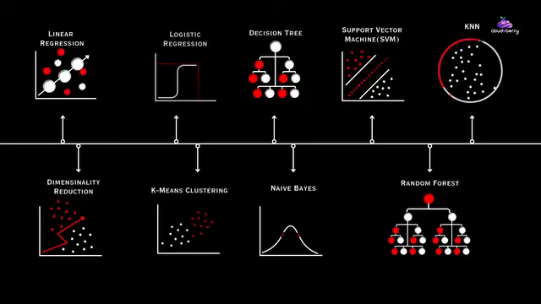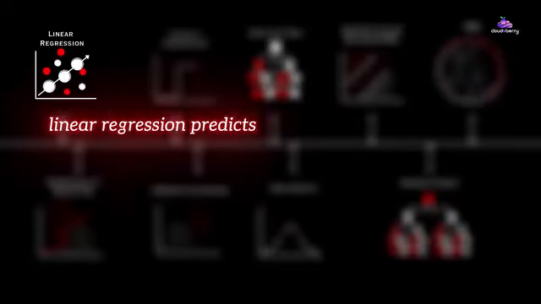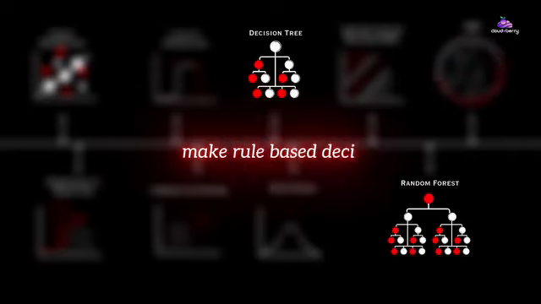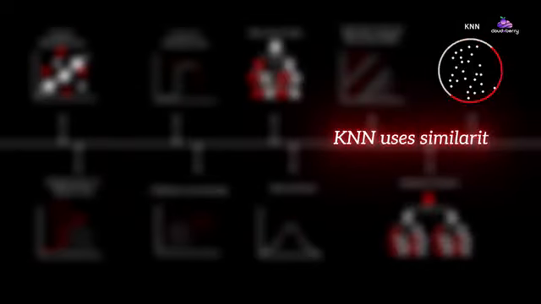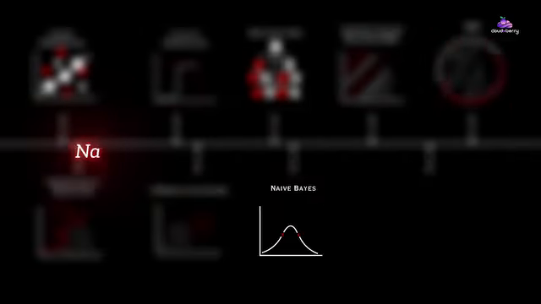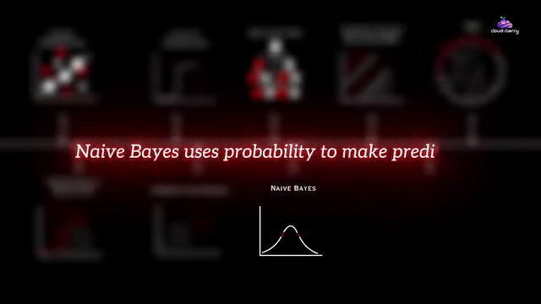When you step back and look at all these algorithms together, you start to see a pattern. Linear regression predicts numbers. Logistic regression and SVM classify data. Decision trees and random forest make rule-based decisions. KNN uses similarity. K-means groups data. Dimensionality reduction simplifies data. And naive Bayes uses probability to make predictions.